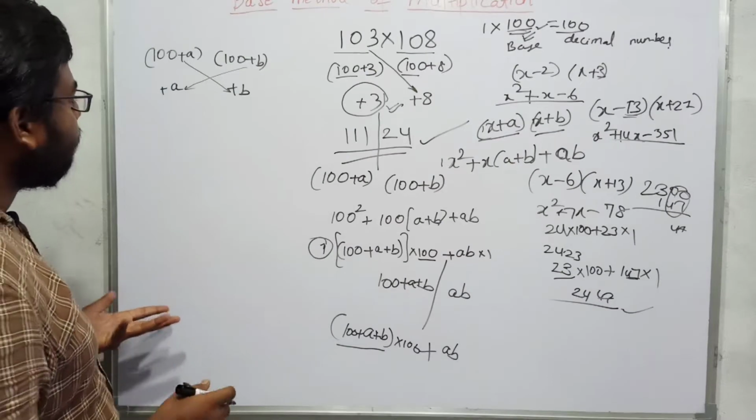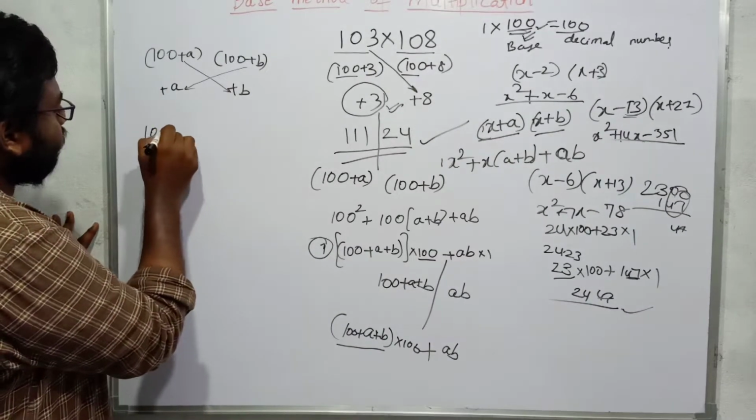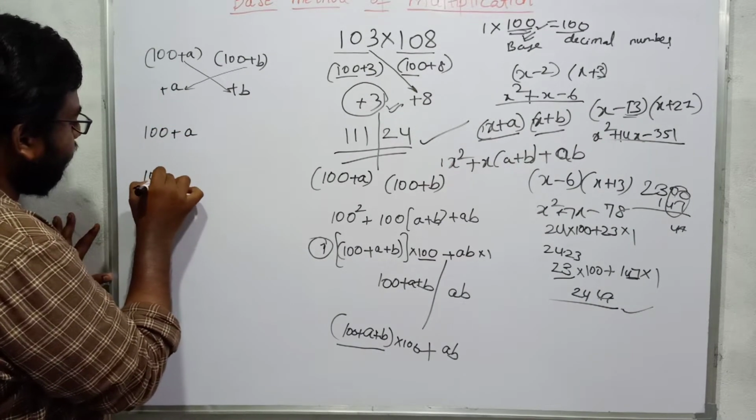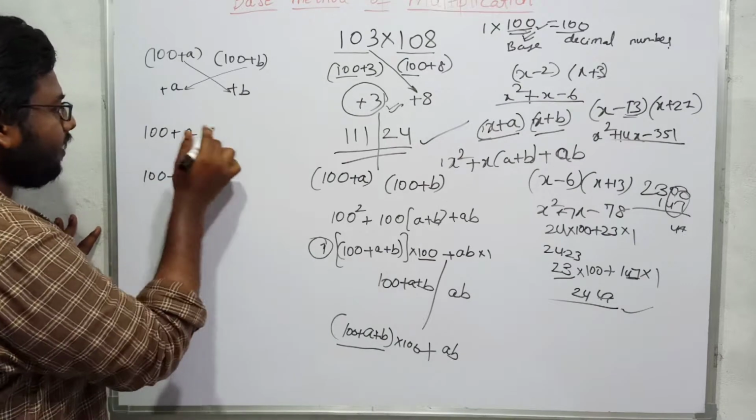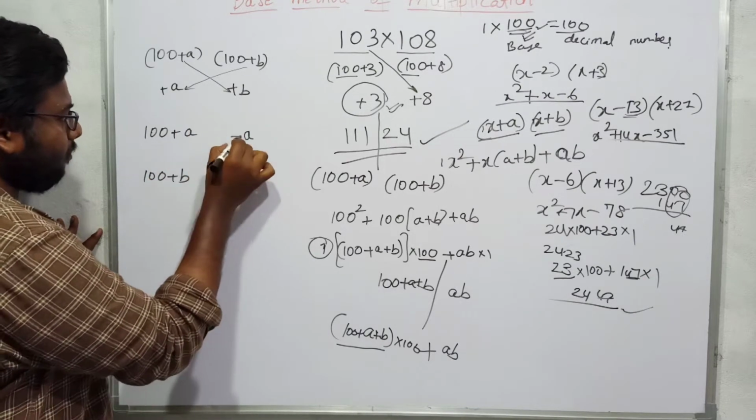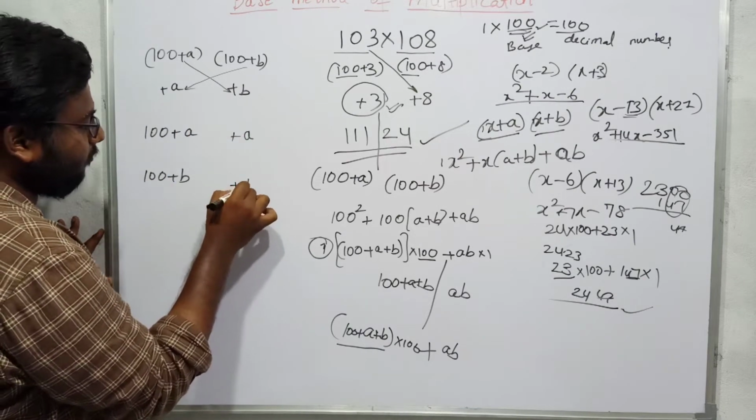Which is same? Both are same. You can write like this also. If you want to write like this, 100 plus a, 100 plus b. 100 plus a is a far from 100, and 100 plus b is b far from 100.